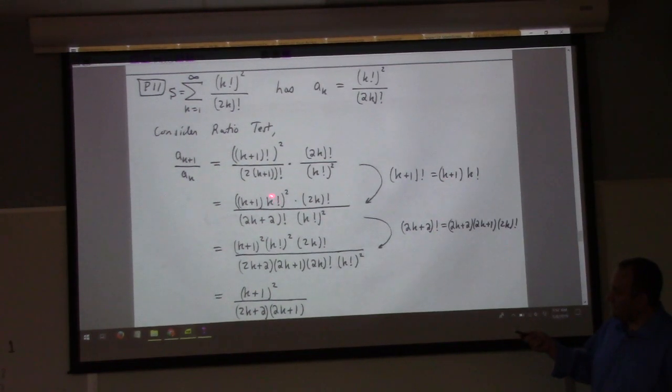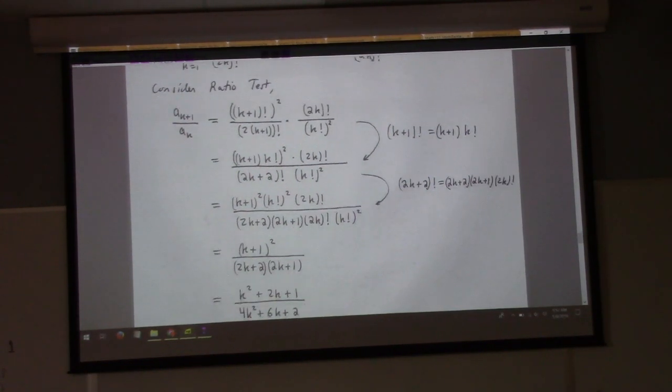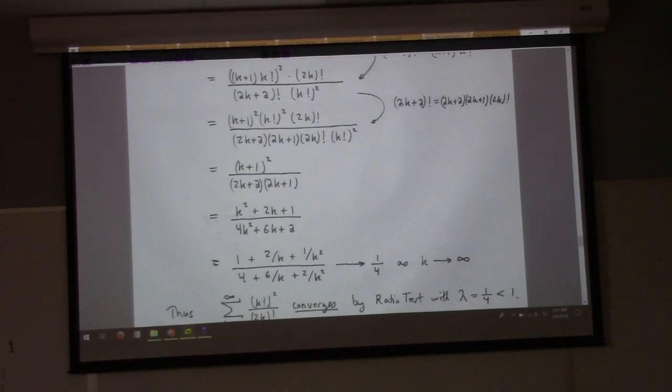When you do that and you square it, you get a k factorial squared up here. It balances out the k factorial squared down there. And you get a 2k factorial up here that balances that 2k factorial down there, which just leaves you this quadratic over that quadratic, right? Which is good news because regular rational function algebra reveals that that has a limit of 1/4, which of course is pretty awesome because then the ratio test applies and shows that this series converges, right? Because we found a lambda which is less than 1. Questions?